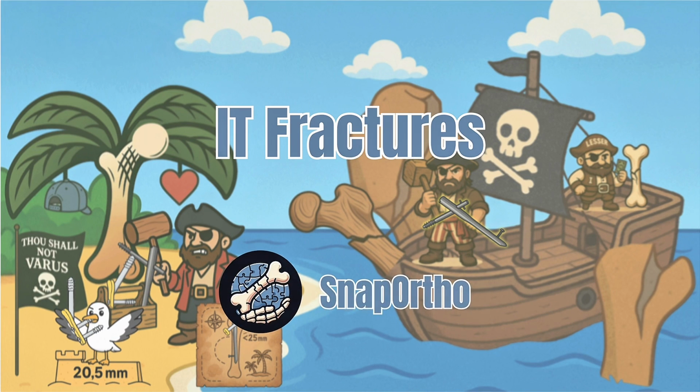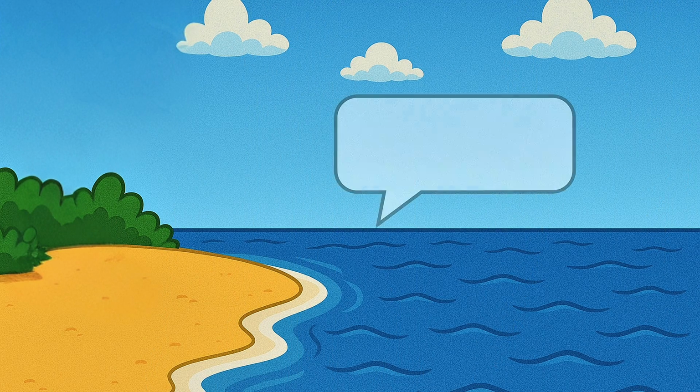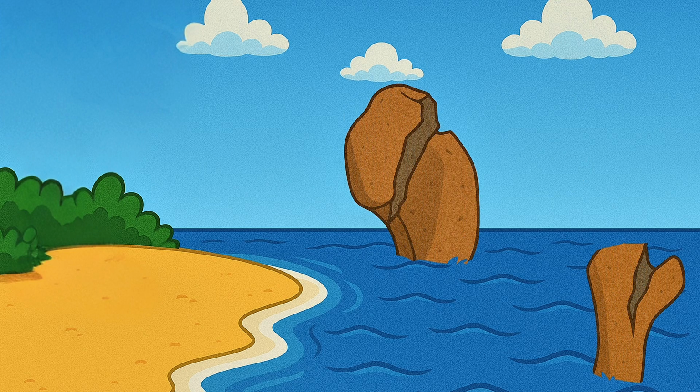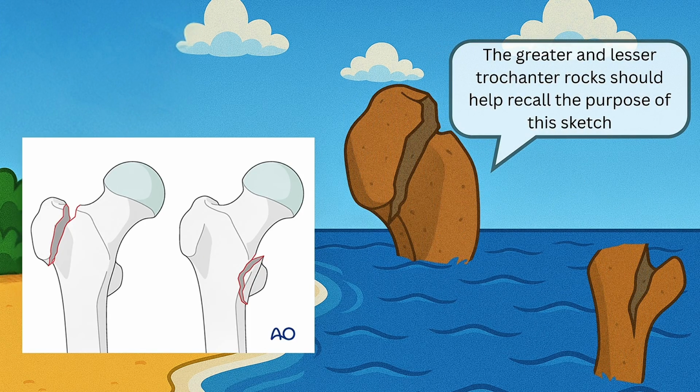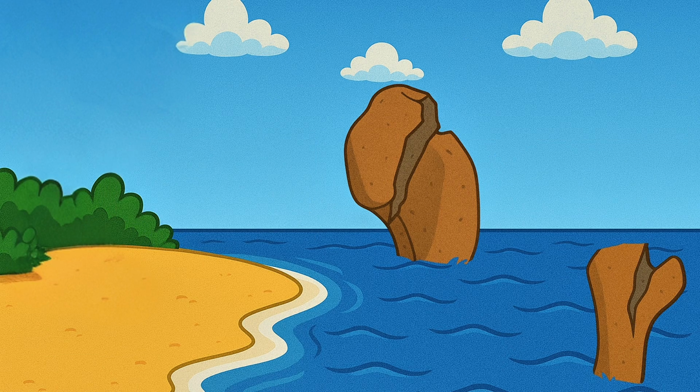Today's SnapOrtho sketch is going to be covering intertrochanteric or IT fractures. The ocean and tropical island will help us learn about IT fractures. In the water, you'll see two rock formations that look like the greater and lesser trochanters, which should reinforce the purpose of this sketch. On the left side of the screen, the island will represent stable IT fractures.